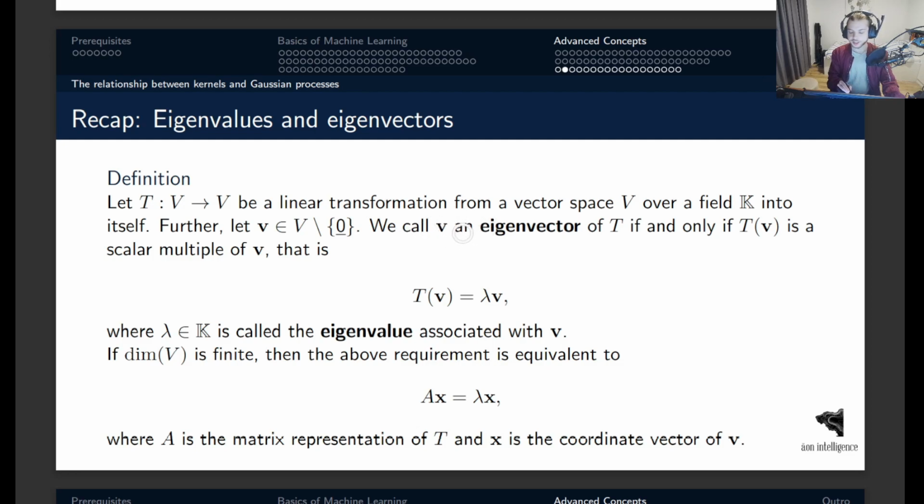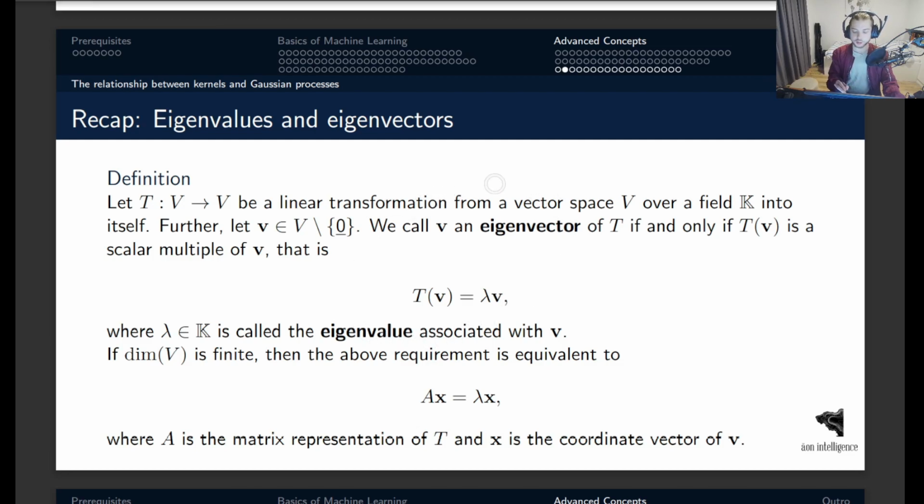Now we call v an eigenvector of that linear mapping T if and only if T(v) is a scalar multiple of v. This means that the evaluation of the linear mapping for that vector v is equal to some scalar lambda times that vector v, where lambda lives in the field over which we define our vector space V. If v satisfies this equality, then we call v an eigenvector of T. We will also call the scalar lambda an eigenvalue associated with that particular eigenvector v. Let's note that a linear mapping may have multiple such eigenvector and eigenvalue pairs.